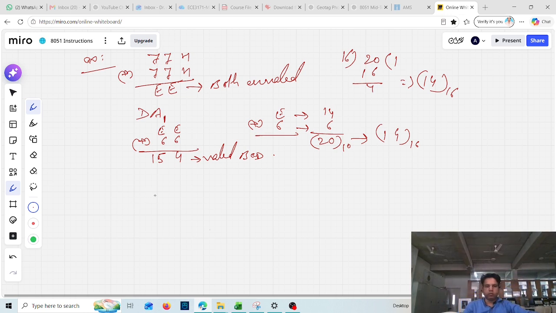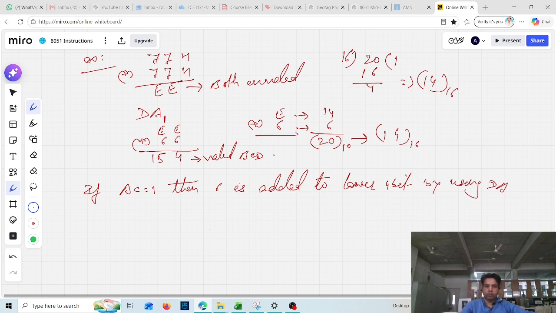So I hope this is clear to you. But, important, there are also two conditions under which this DA will work. That is, if the auxiliary carry is 1, then 6 is added to the lower 4 bits by using the DA instruction. Or if CY is 1, then also 6 is added to the upper 4 bits by using the DA instruction.